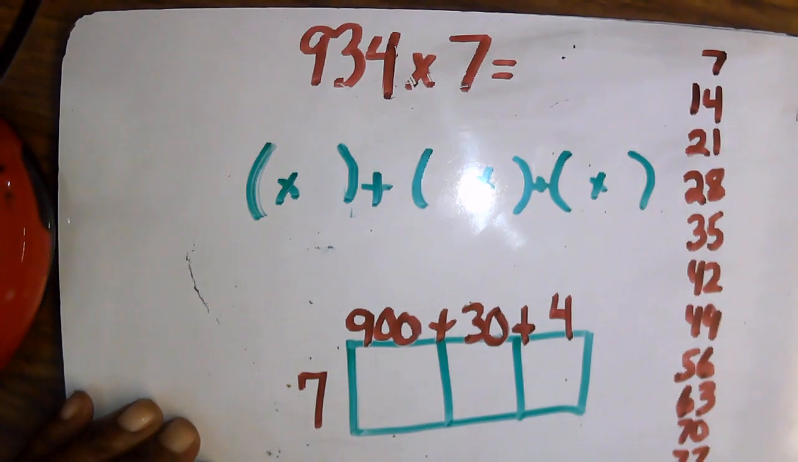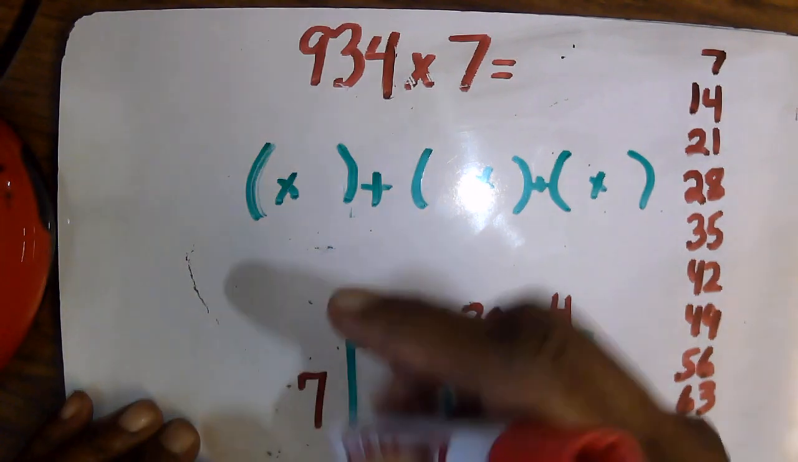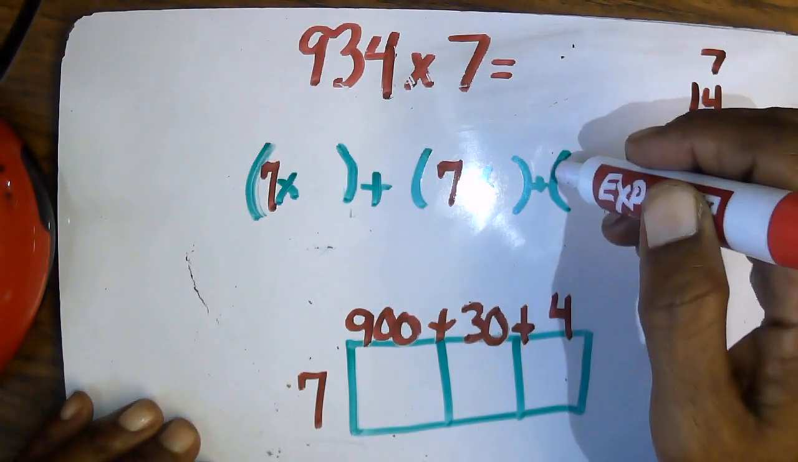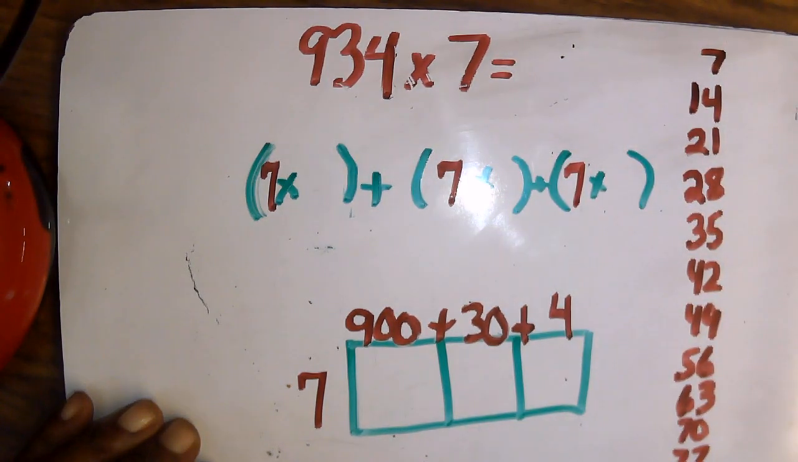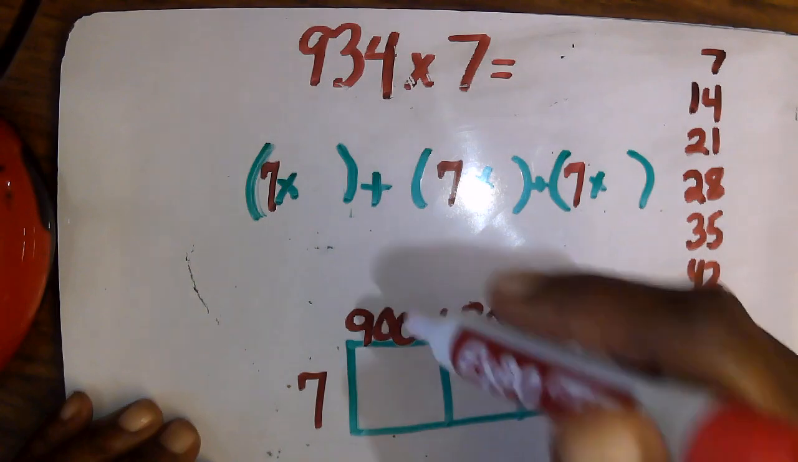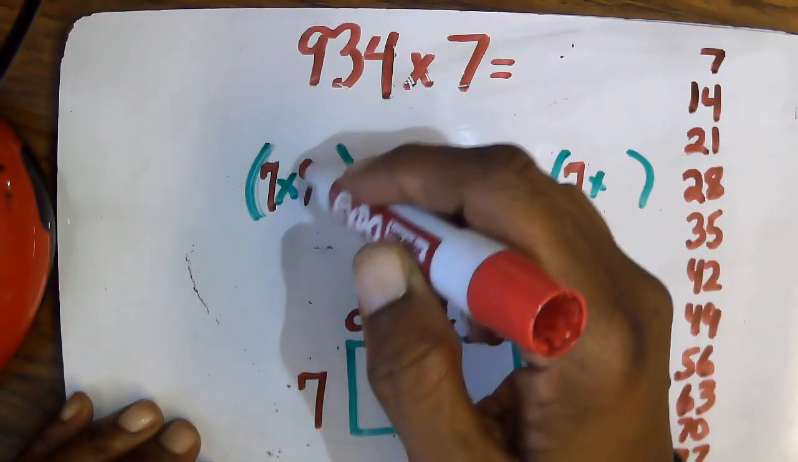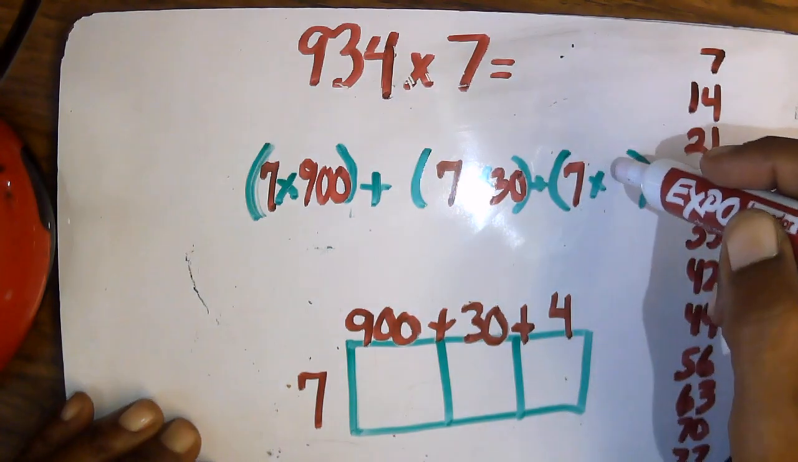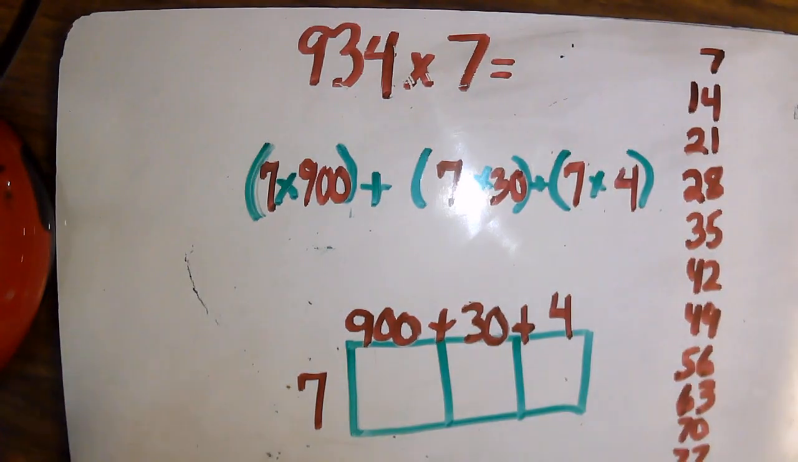4. Okay? So up here, the number that we are multiplying by, we're going to put that first in each parenthesis, and we're multiplying by 7 in each one. Okay? And we're going to do this same expanded form here, 934, because 9 is in the hundreds place, 3 is in the tens, 4 is in the ones. Okay? Now we're ready to multiply.